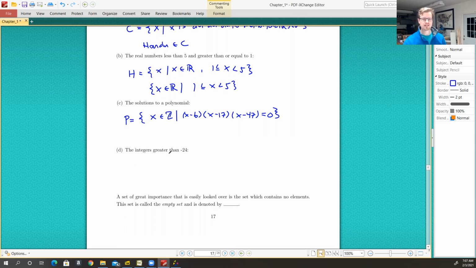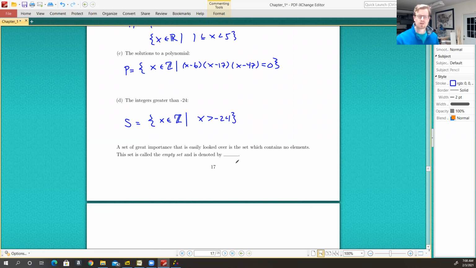I could also look at the integers greater than negative 24. So let's call that S. And I'm looking at the integers, x belonging to the set of integers. So I know I'm pulling out an integer. What integers am I pulling out? Which ones are included in this set? Well, the ones that are greater than negative 24. So that's set builder notation. That's very nice.